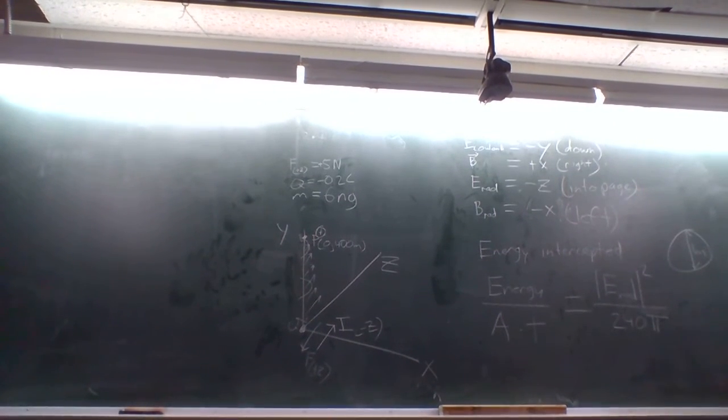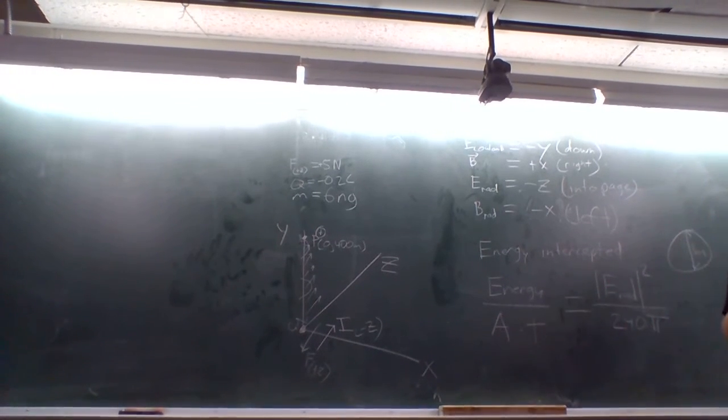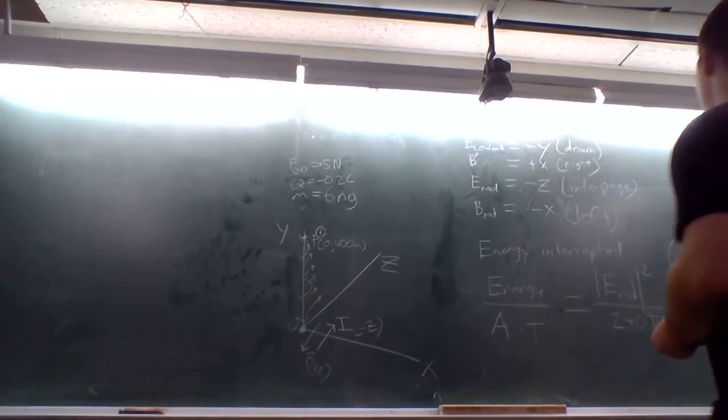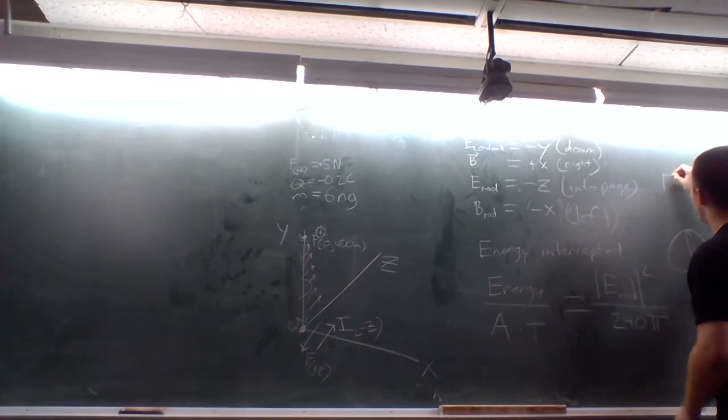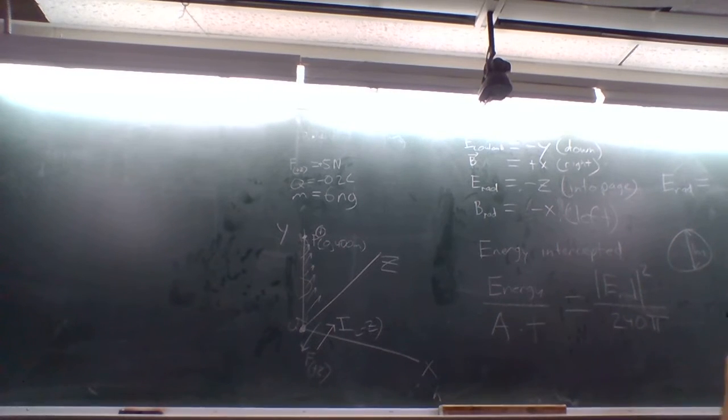So we have to find Erad, which hopefully you guys already have the equation for, and just find the area of the circle, the time, and then plug everything in. So let's all do that together. Erad equals KQ over R times acceleration over c squared.